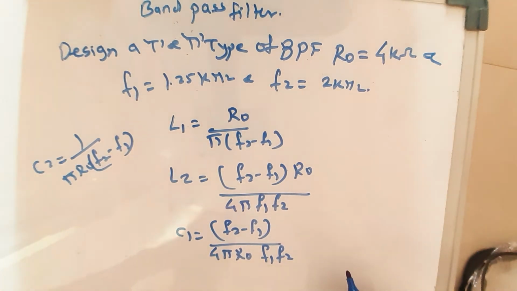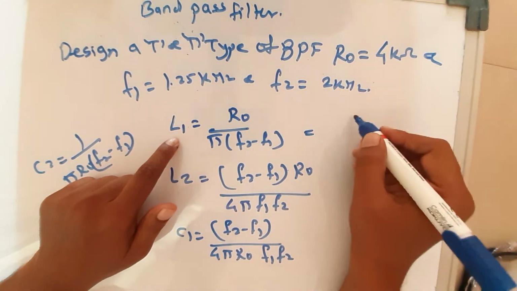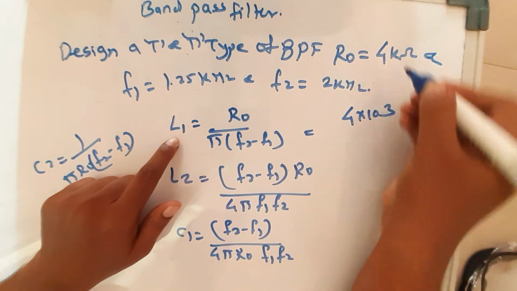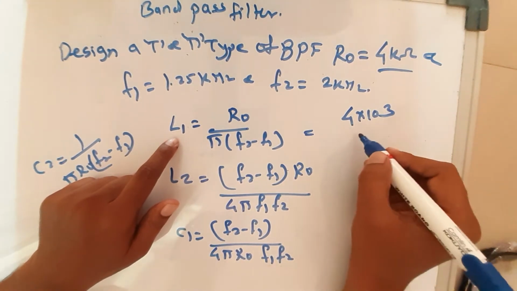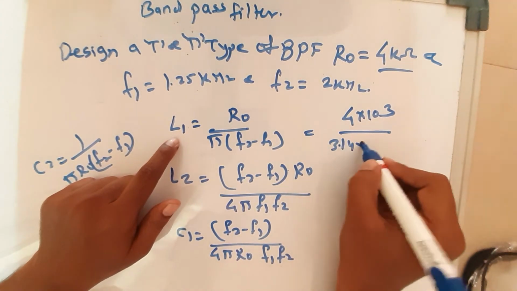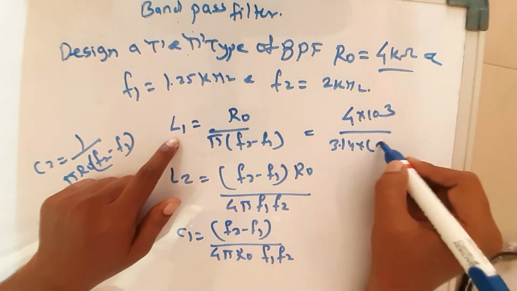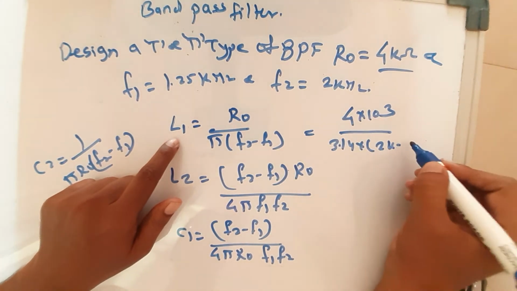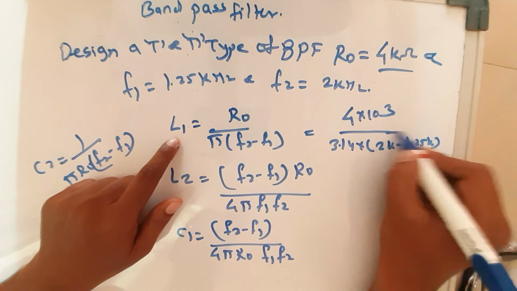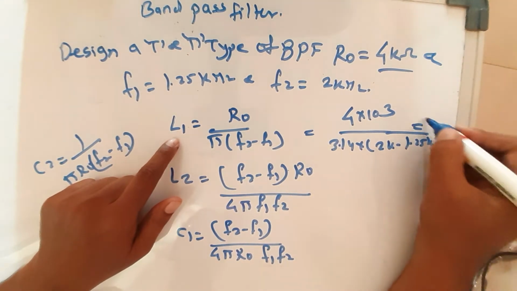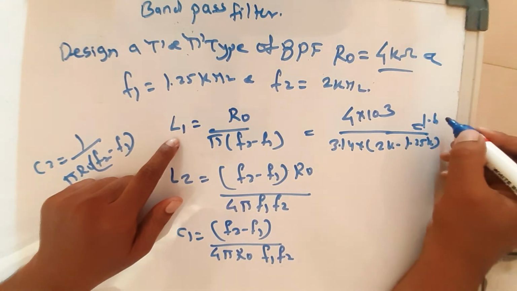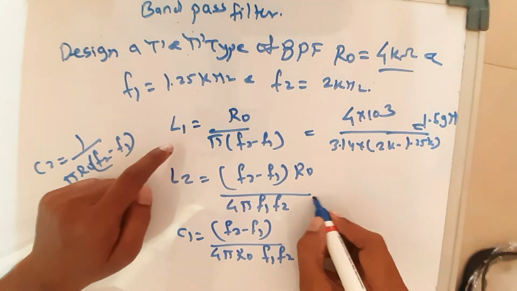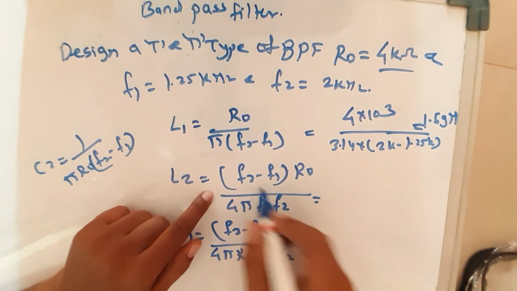Okay, so here L1 equal to R0, just put it, 4 into 10 raised to 3, 4 kilo ohm, pi that is 3.14 into (F2, F2 is 2k minus 1.25k). Solve this, you will get 1.69 Henry. Similarly L2, just put the value.